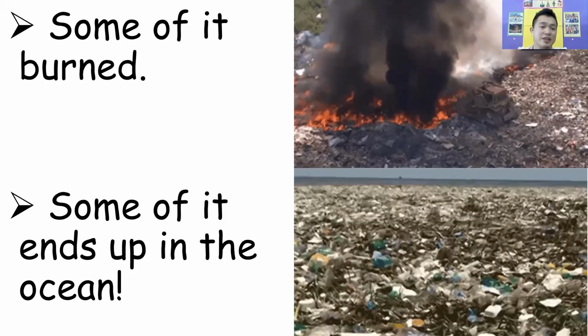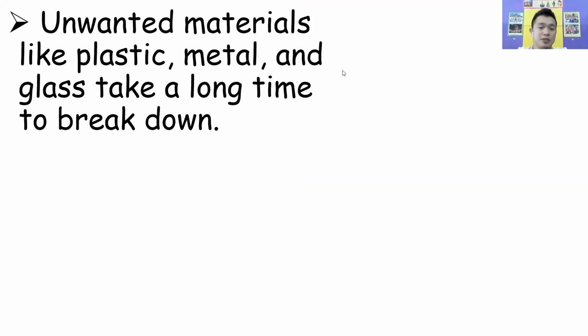All right, kids? So another one here. Unwanted materials like plastic, metal, and glass take a long time to break down. Yes, if you keep throwing plastic, metal, and glass in the bin, of course that garbage will be brought to the landfills, and those objects that I mentioned, plastic, metal, and glass, will take a long time to break down. So what will happen? Maybe years later, our landfills will be full enough that there is no space anymore for new garbage. So what will happen to us? We will be affected, okay?